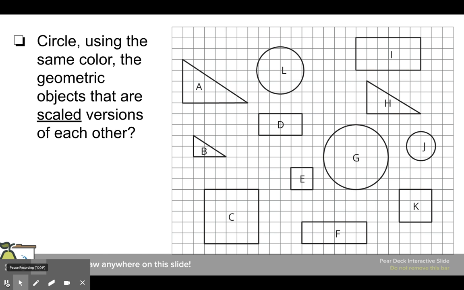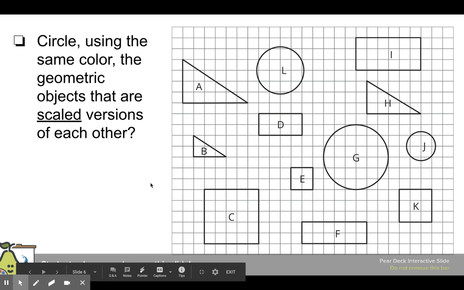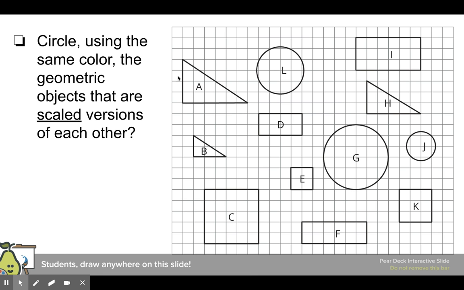All right, so let's reveal the results. Like I said before, all of these are not scale copies of each other, but let me go ahead and tell you which ones are. So the first set of scale copies that we have is triangle A and triangle B. They are scale copies of each other. Okay, so for all of you guys that typed A and B in the chat, you are absolutely correct.